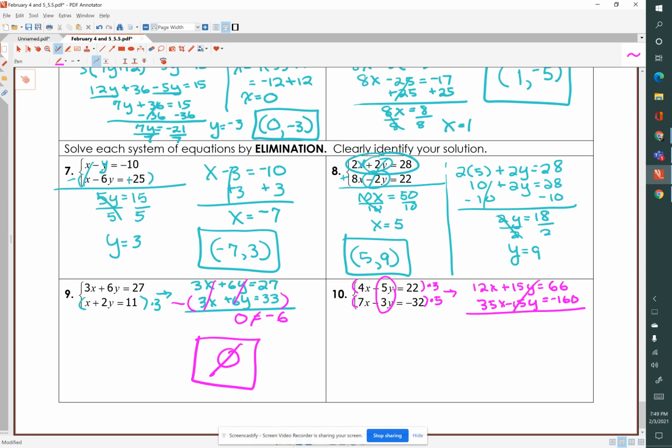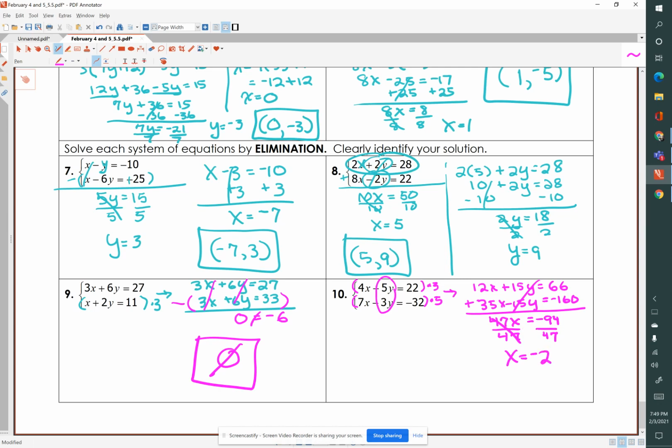So we've eliminated y. So let's go ahead and just add these two together, which is what allows us to eliminate y. So 12 plus 35 equals 47x. So 47x equals 66 minus 160, which is negative 94. And I'll divide both sides by 47. And x equals negative 2.